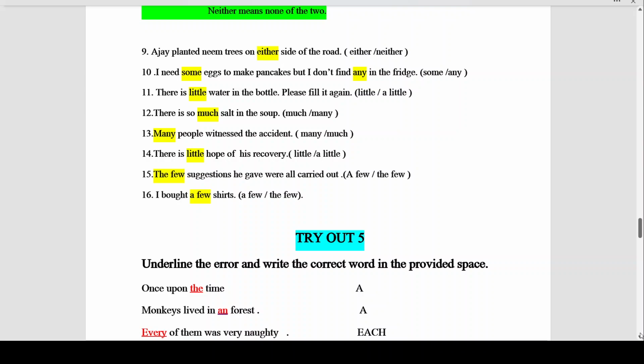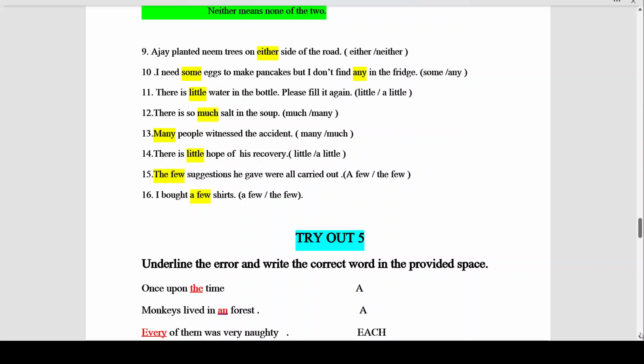Number 10. I need some eggs to make pancakes, but I don't find any in the fridge. Now see, how did I explain some and any to you? Some is used in a positive sense. Now, I need some eggs to make pancakes. What is positive about the sentence? That means I'm going to make pancakes using some eggs. But I don't find some in the fridge. I will not write some, but I don't find any in the fridge. Why? Because "don't find" is a negative sentence, with a negative meaning. Therefore, I will use the determiner any over here.